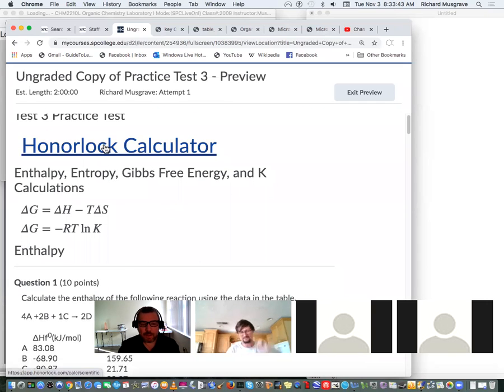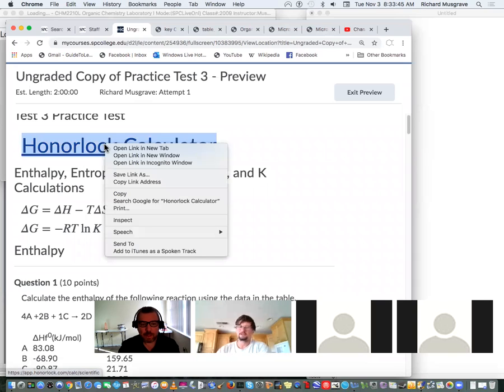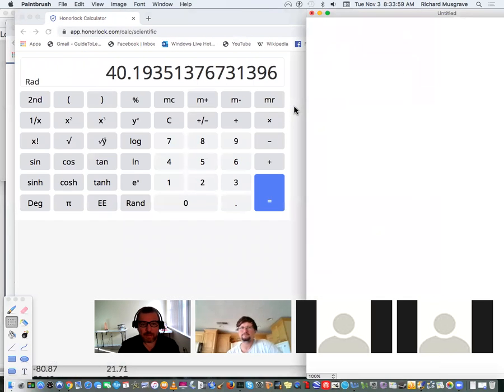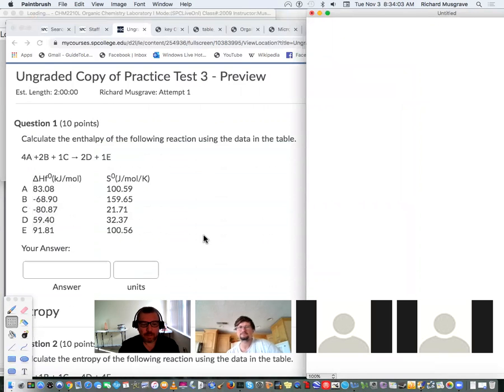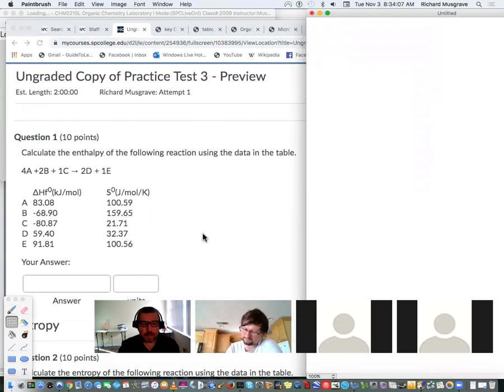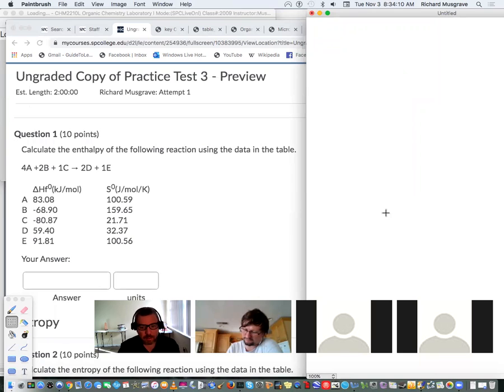So you can see you have the Honorlock calculator here. You can right click on it and open in a new window. I would have it off to the side here, that's how I'd treat it, and then I can use it. Okay. All right, enthalpy. I'm not going to do the whole problem here, just to show exactly what we would do.